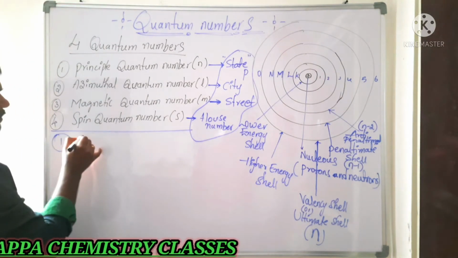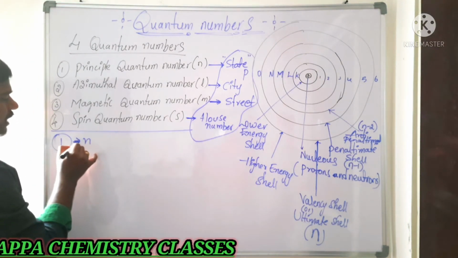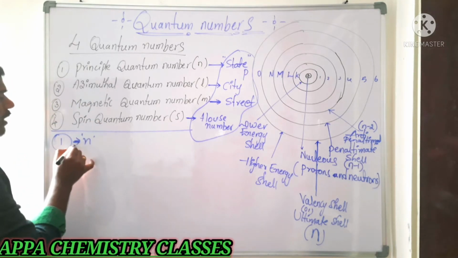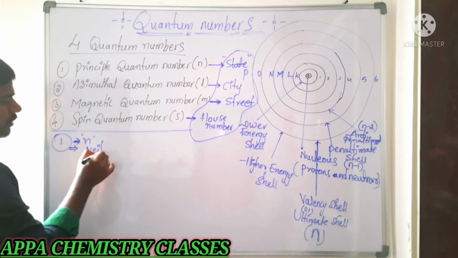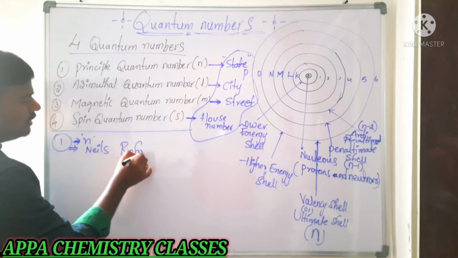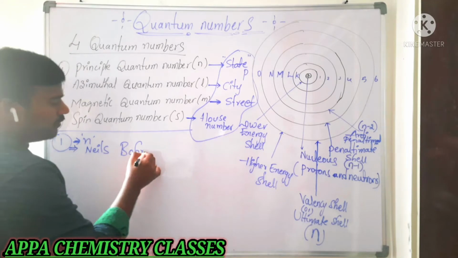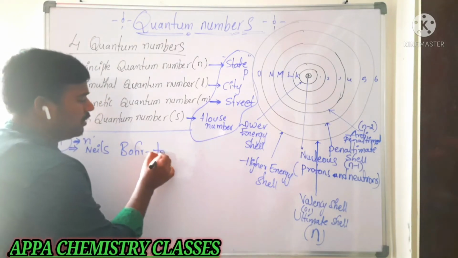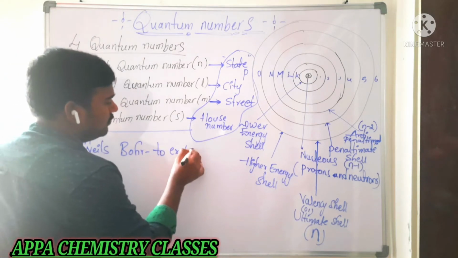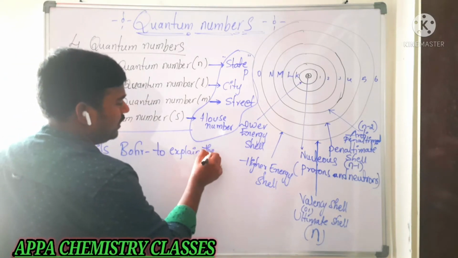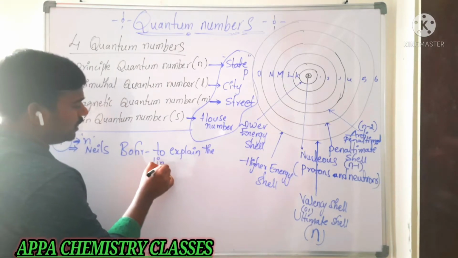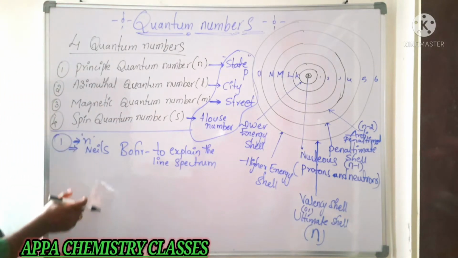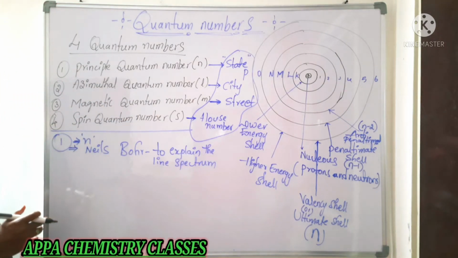That is the principal quantum number, which is indicated with a small n. It was proposed by Niels Bohr. Why did Niels Bohr propose it? Actually to explain the line spectrum, the spectrum of an atom. That is what we call the line spectrum. It is also called the atomic spectrum. To explain the line spectrum, he proposed this quantum number.